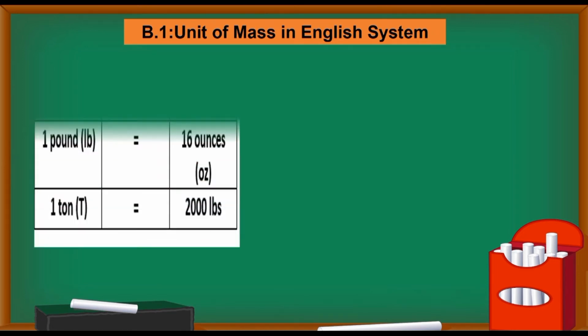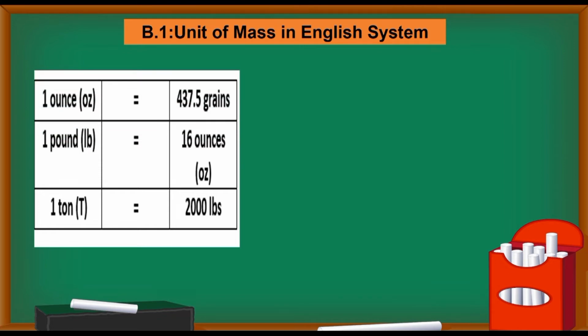Sa mass po, kapag English system, 1 ounce or yung symbol na OZ, ang basa po sa kanya ay ounce. That is equal to 437.5 grains. In 1 pound, there is 16 ounces. In 1 ton, there is equal to 2,000 pounds.